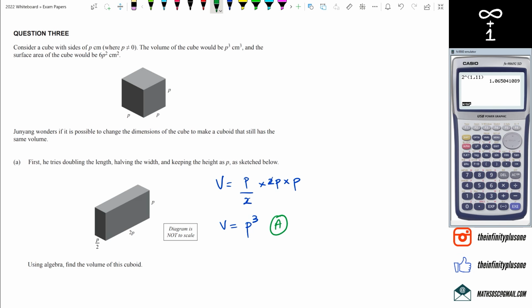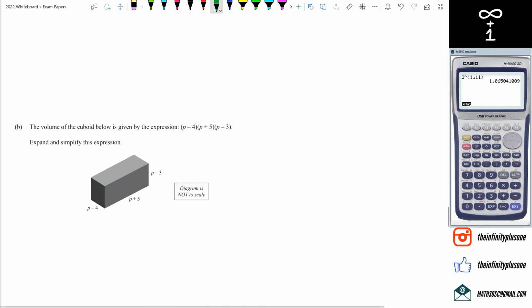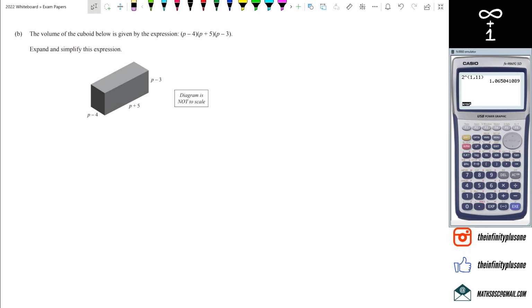I'm just finding this entire paper very strange, but look at how much room I gave to answer that. Jeez. Okay, anyway, let's go to the second part of the question. What do we got? The volume of the cuboid below is given. Expand and simplify this expression. Wow, so we've just got a cubic that we needed to expand.